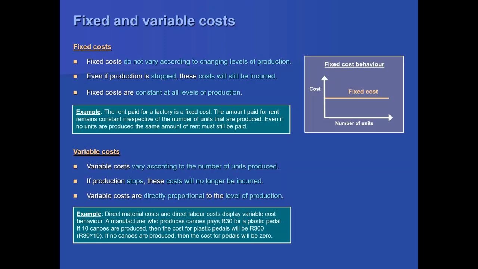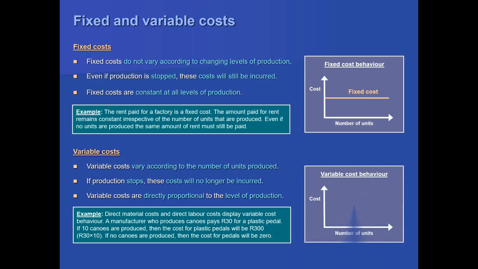A manufacturer who produces canoes pays 30 Rand for a plastic pedal. If 10 canoes are produced, then the cost for plastic pedals will be the 30 Rand times the 10, which results in 300 Rand. If no canoes are produced, then the cost for pedals will be 0. So graphically, the more units are produced, the higher the costs become.